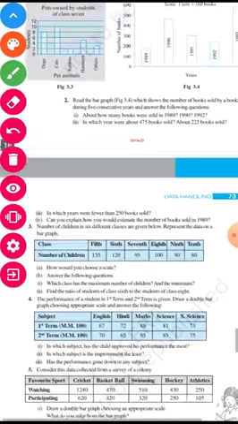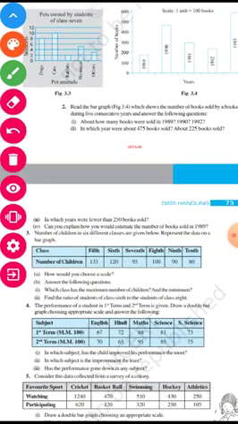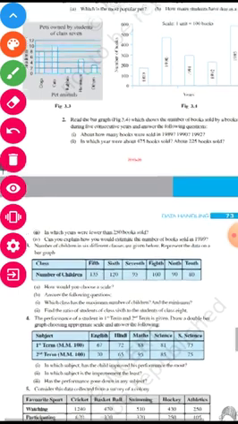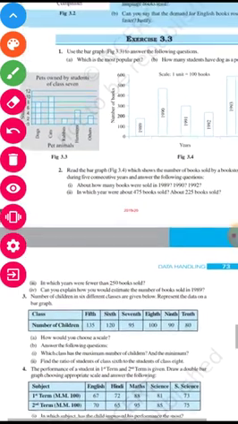In which year were fewer than 250 books sold?